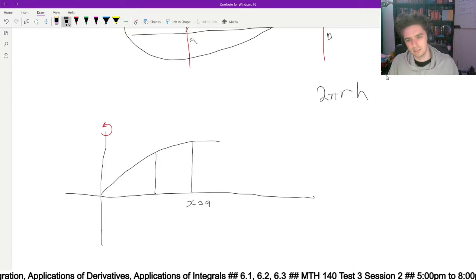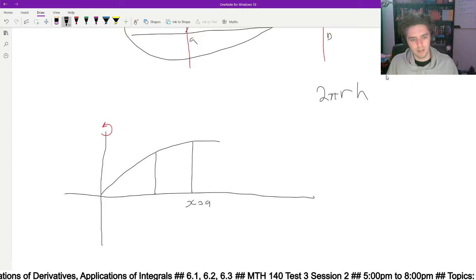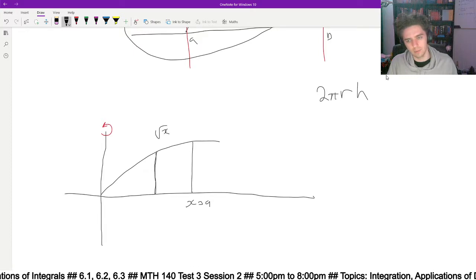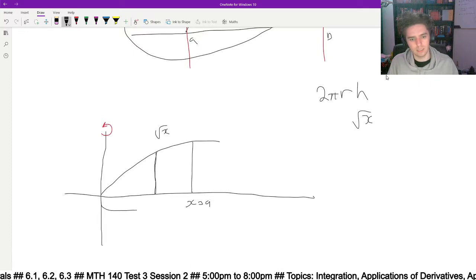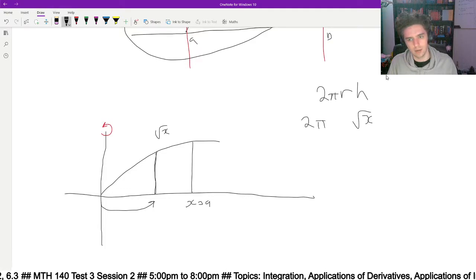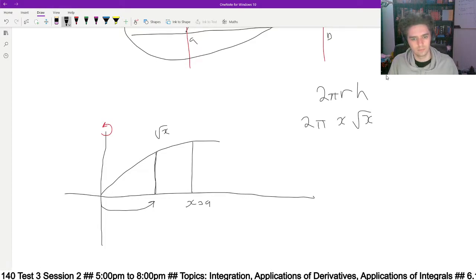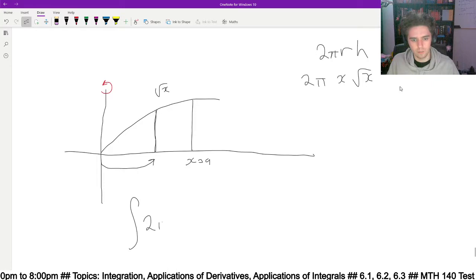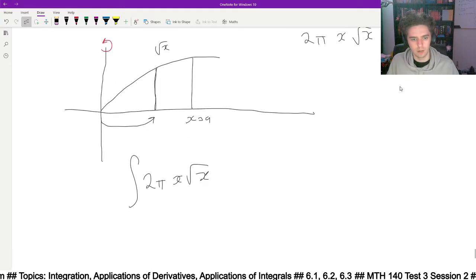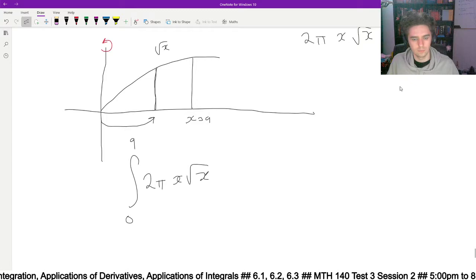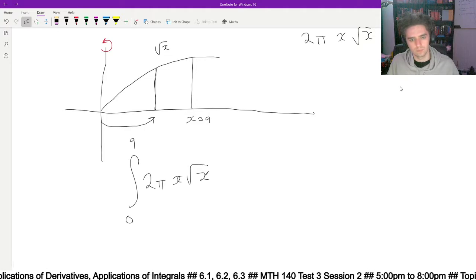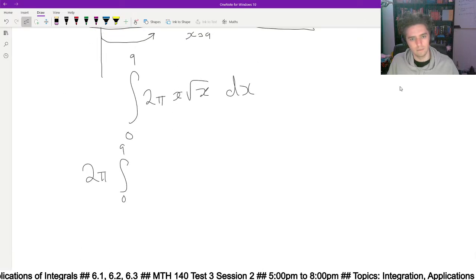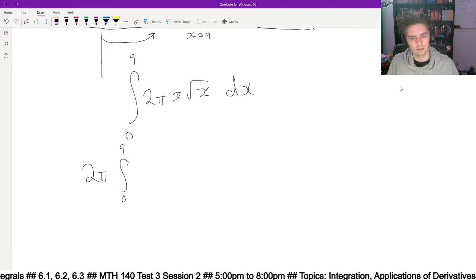And then, to find it for this particular one, the height would be the value of the function, which is root x. And the radius would be the distance that it is away, which is just x. So it's 2 pi x root x in this case. And what we're going to do is integrate 2 pi x root x from 0 to 9. We can take out the 2 pi. We just have x root x, which is just x to the 3/2.